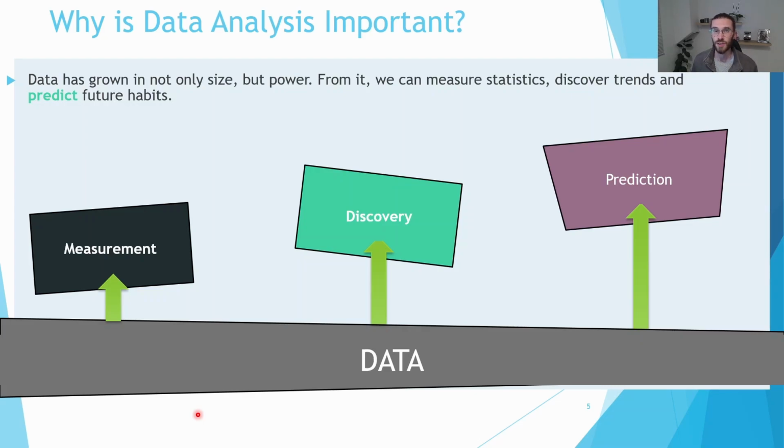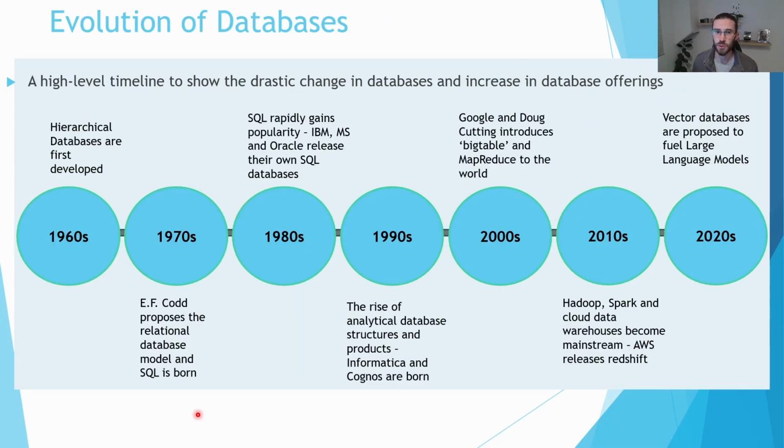Now, to collect all the data we need to get through these levels of maturity of analysis, there was a rapid evolution of databases throughout time. Way back when, in the 1960s, hierarchical databases were first developed. I personally have never seen a hierarchical database, but these are pretty old and were kind of the first databases that existed, or databases in the form that we know them. Then in the 1970s, Edgar Codd proposed the relational database model, and effectively SQL is born at this stage.